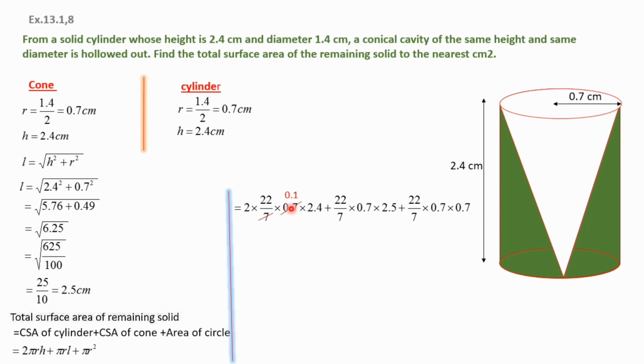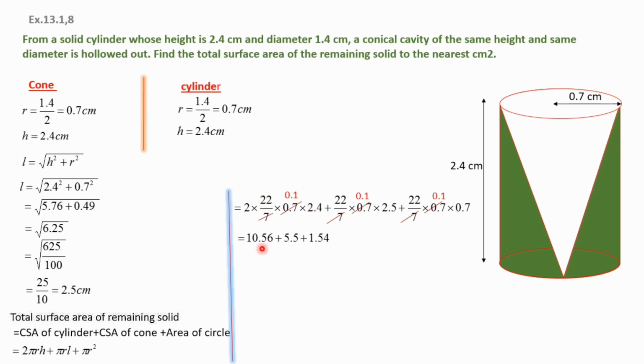Cancellation: 7 and 0.7 we will get as 0.1. In this type of calculation we have to be careful because of decimal fractions. Then here also 7 and 0.7 we can cancel, we get 0.1, and here also 0.1. So the denominator is all cancelled. Then here 2 into 22 into 0.1 into 2.4. When you multiply these four quantities, you will get 10.56.